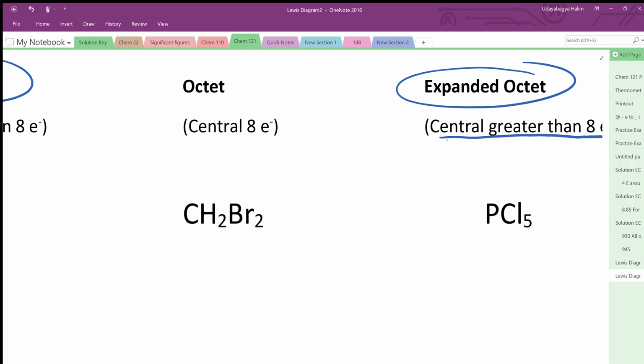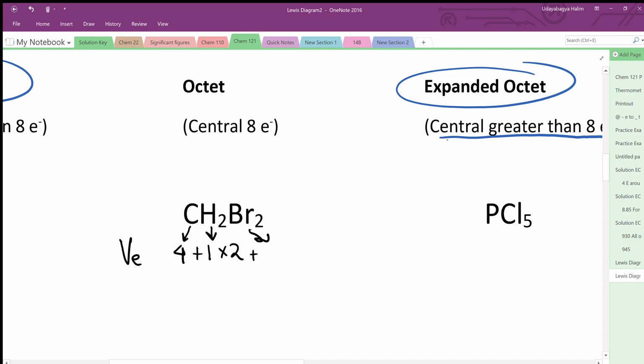Let's do the Lewis diagrams of CH2Br2. So first, we always calculate the valence electrons. If you look at carbon, carbon would have 4 valence electrons. Hydrogen, each one of them would have 1, and I have 2 of them, so 1 times 2. And there's 2 bromine.